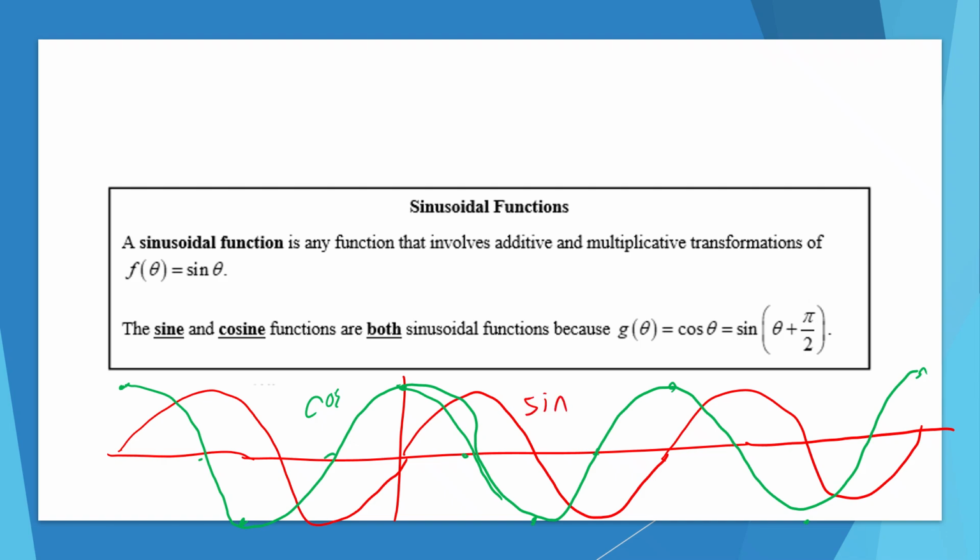If you think about it, if we took every point on this sine graph and we moved it left pi over 2, then you are going to get cosine. And so this really is the same graph, just a horizontal translation from sine to get cosine, or from cosine to get sine, whichever way you really look at it.